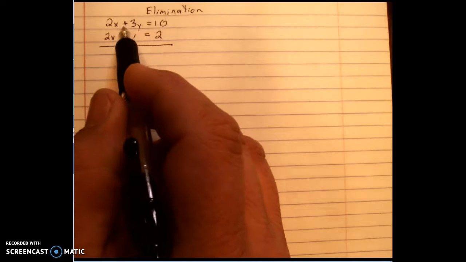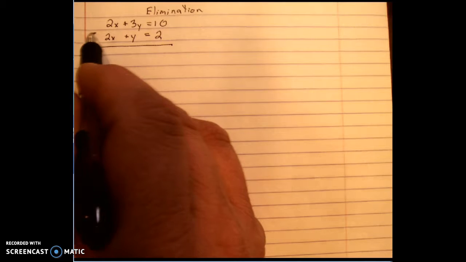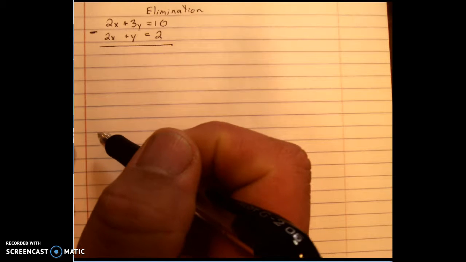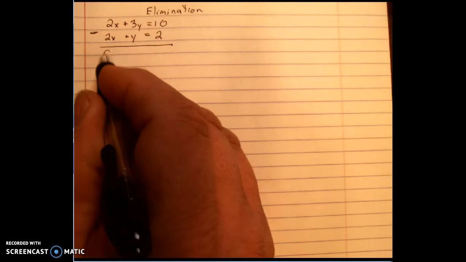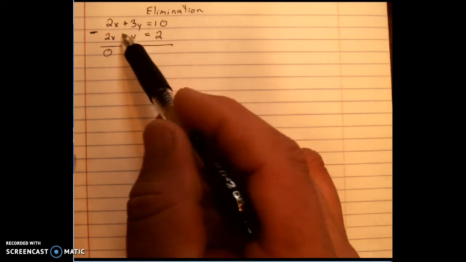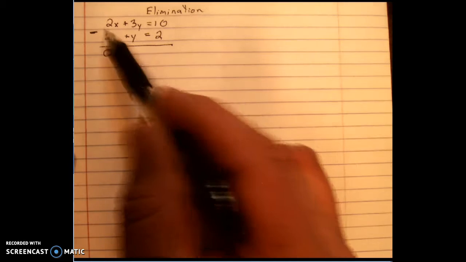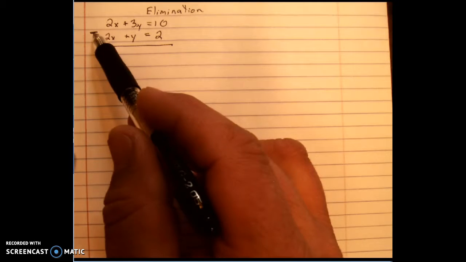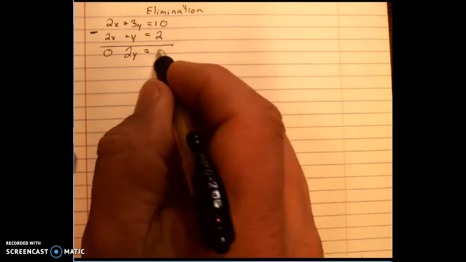What do? Well, instead of adding to make it 0, this time I'm going to subtract. Now you have to be careful when you subtract. 2x minus 2x is 0, so that's not a problem. But watch your signs here. Not bad when they're all positives, but if there was a negative down here, be careful. 3y minus y is 2y equals 10 minus 2 is 8.